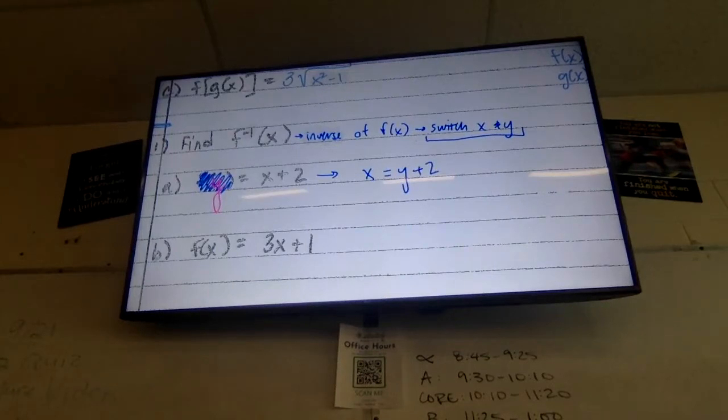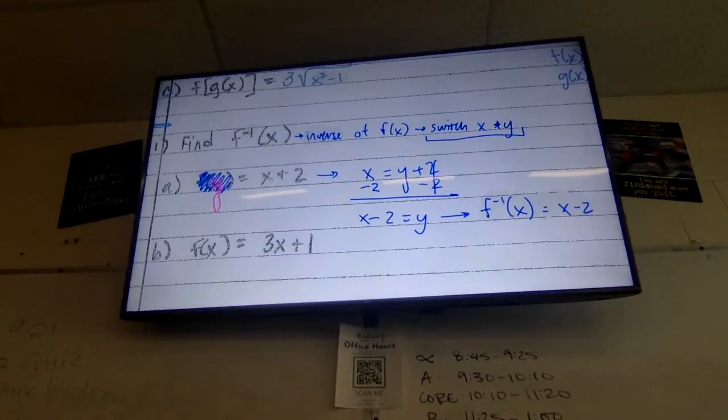Now what I do is I get y by itself. So I'm going to get rid of that 2 by doing its inverse, minusing 2 from both sides. And that becomes x minus 2 equals y. That's it. That's your new equation. Now, as your math teacher, it's my job to show you the most mathematic, best answer for this. f to the negative 1 of x equals x minus 2 is the best answer, but you don't necessarily need to put it in that function notation.